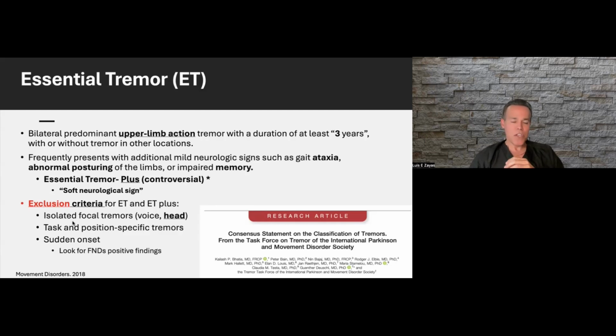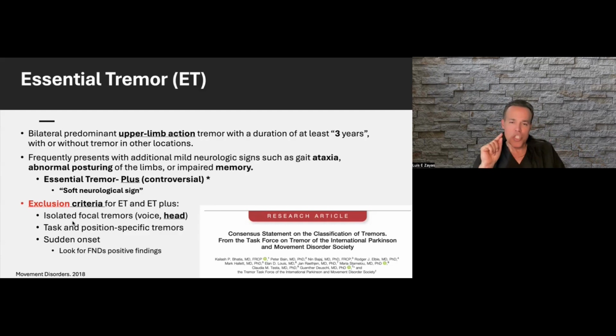Now, if you have a patient with tremors, and the tremors are only during a specific position, like the guy I showed you that only had tremors when he is putting the hand during supination and flexion of the elbow, and the hand is closed like this, this is not essential tremor. This is dystonia.